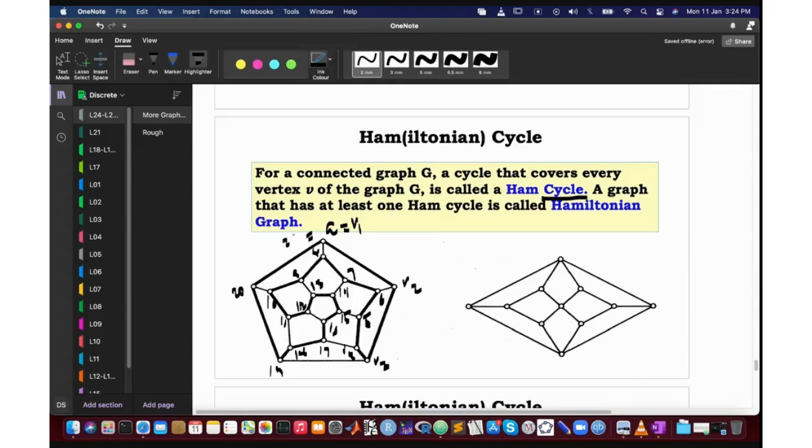So that's sort of a cycle which covers all the vertices. I didn't miss any vertex, and, that's the important part, I did not go to a vertex more than once. So it means that this graph is Hamiltonian. It contains a Ham cycle. How about this graph? Can you find a Ham cycle in this graph?